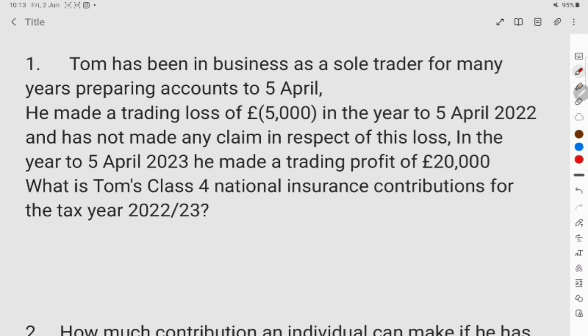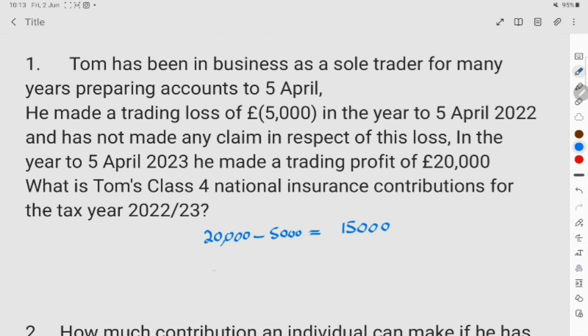So here we need to consider that we have to set off the loss from the trading profit and then consider the remaining amount for NIC contribution. So first we have to deduct the loss of previous year. Now this is the amount of 15,000 on which we have to calculate the NIC contribution.